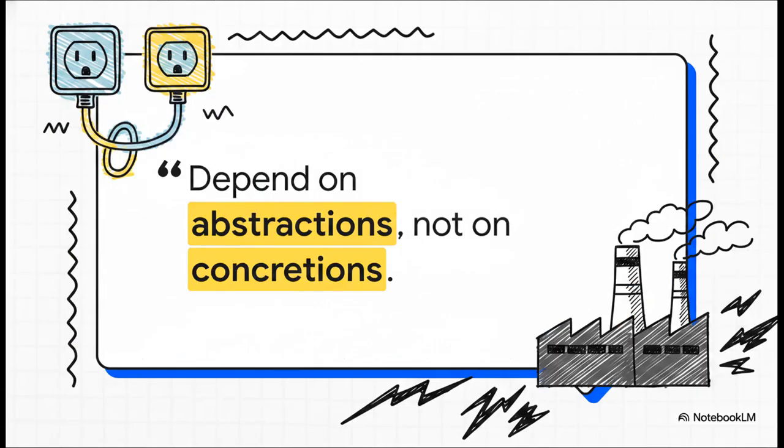So if you're going to remember just one thing from all of this, let it be this mantra: depend on abstractions, not on concretions. Depend on the power outlet, not the specific power plant. This is the absolute heart of the dependency inversion principle.